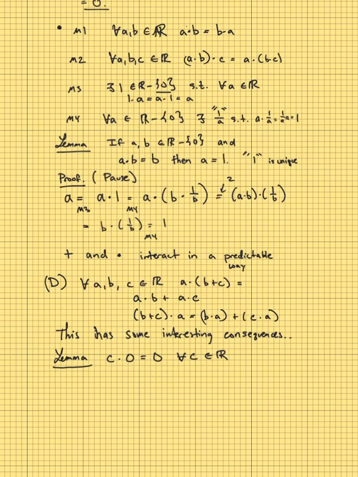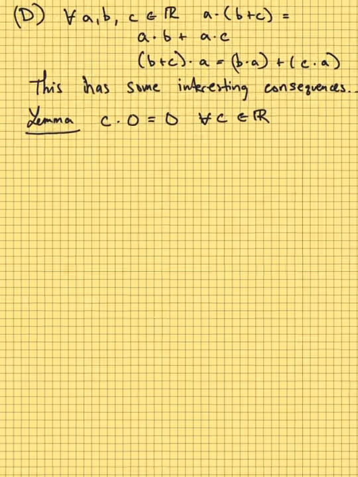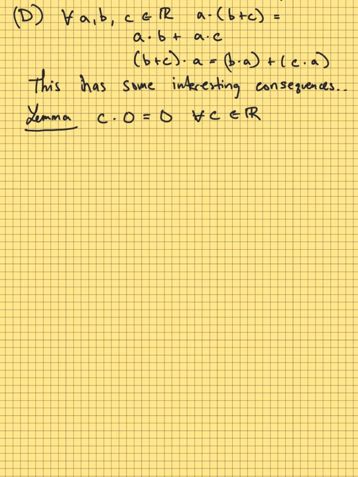Okay? Because, for the last two we had to assume that there were these things outside of, in the real numbers, but not 0. Okay, but it will turn out that if you multiply anything by 0, you're guaranteed to be 0. Okay? So here's the proof.